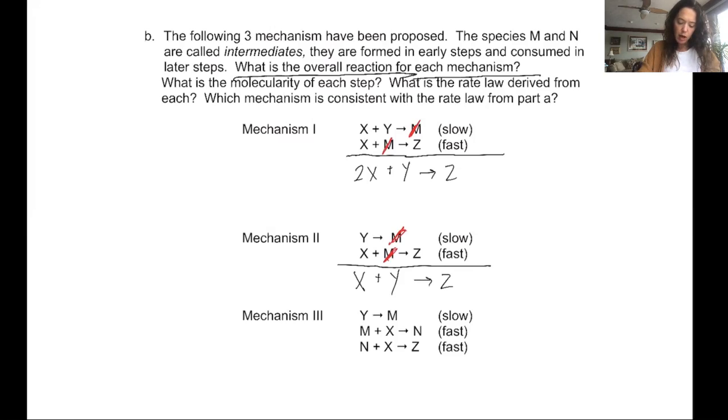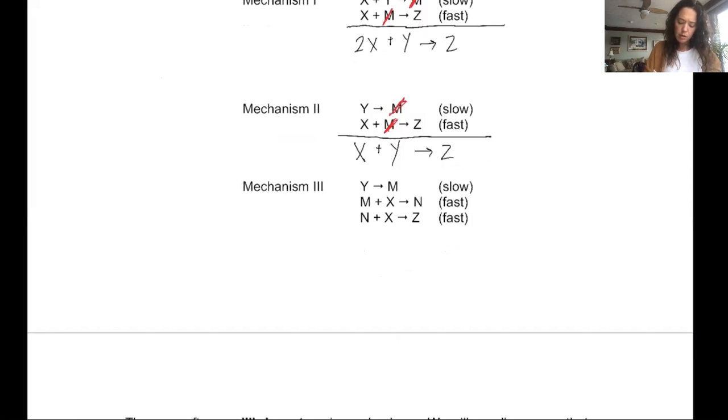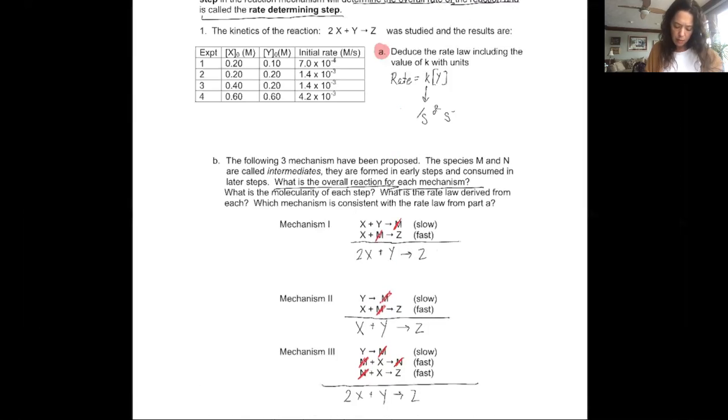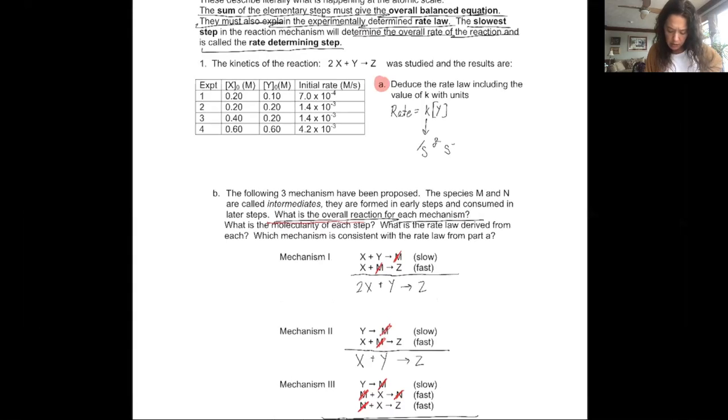Go ahead and move to the last one. Pause, cross off anything that needs to be crossed off, and then get the overall reaction. And you should have 2x plus y yields z. Okay. Once again, we did have M as an intermediate. We also had N as an intermediate. Okay, let's go back up. What is the overall reaction for each mechanism?